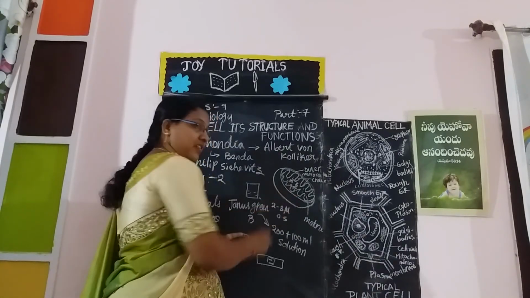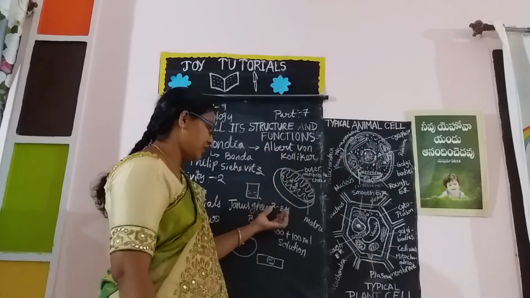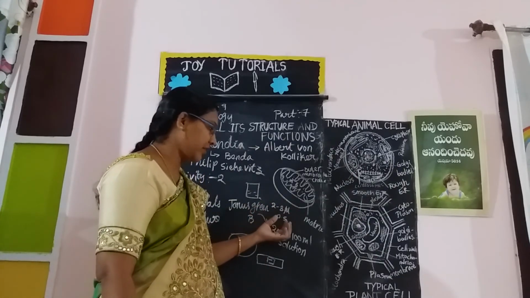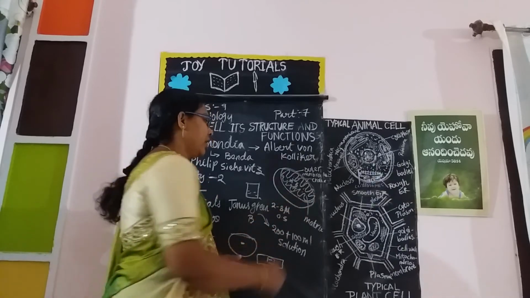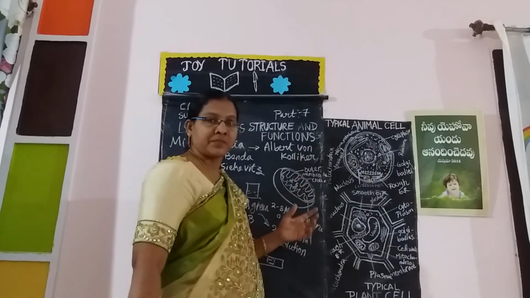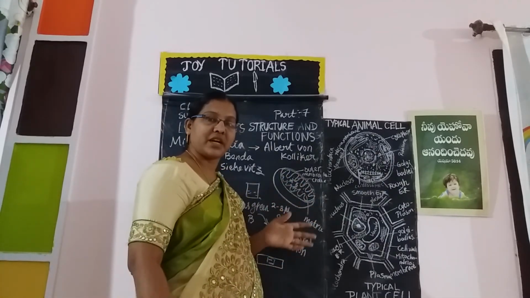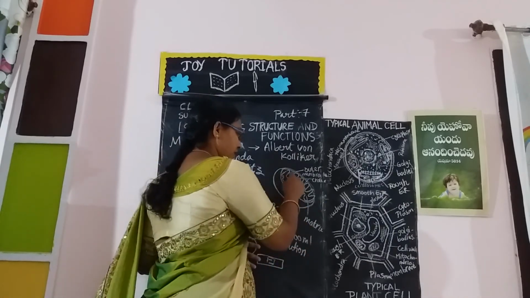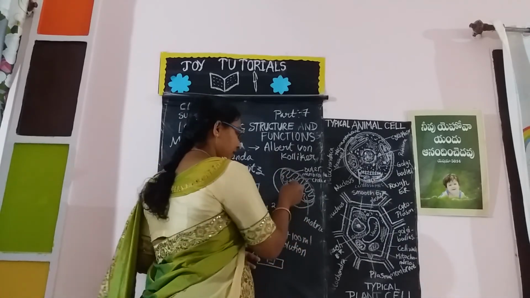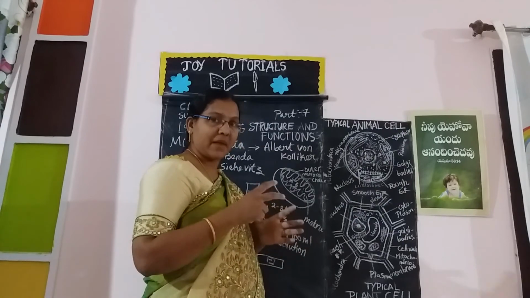Here we will see the fine structure. These are 2 to 8 micron long and 0.5 micron width. Here see the outer membrane with a smooth surface, and the inner membrane shows some foldings. These form cristae. Okay, here cristae increase the surface area.